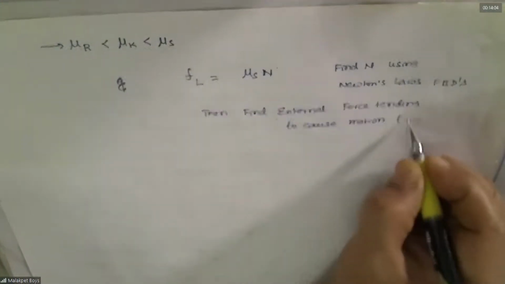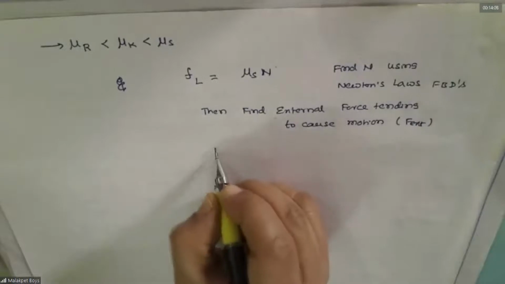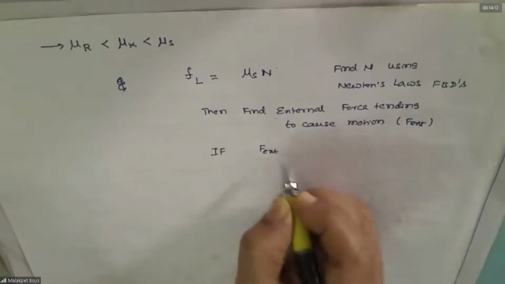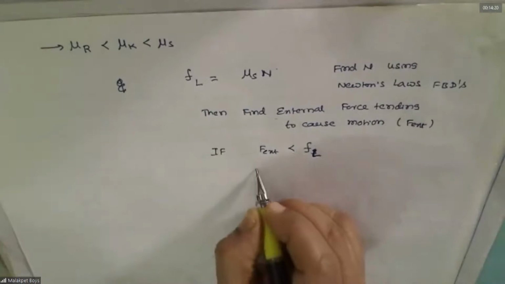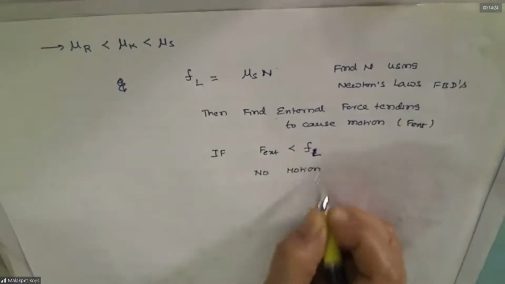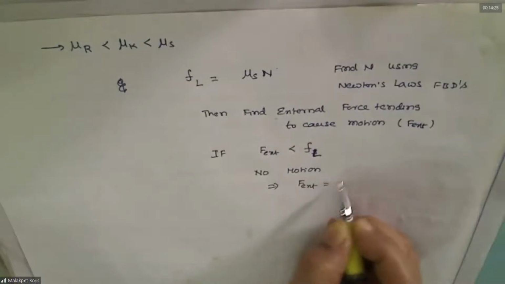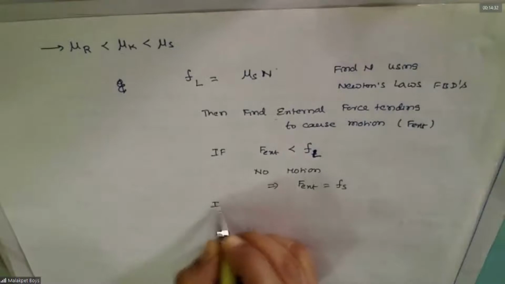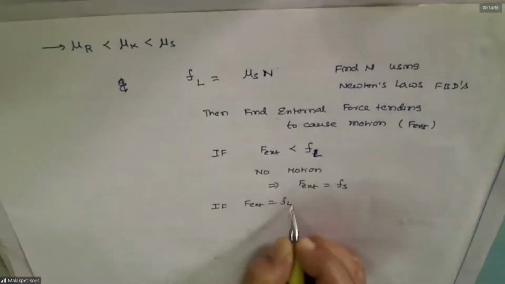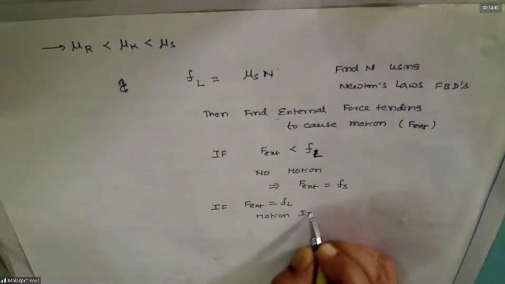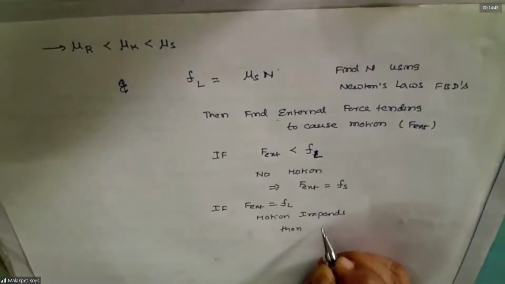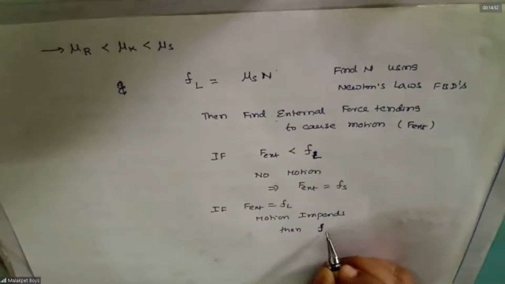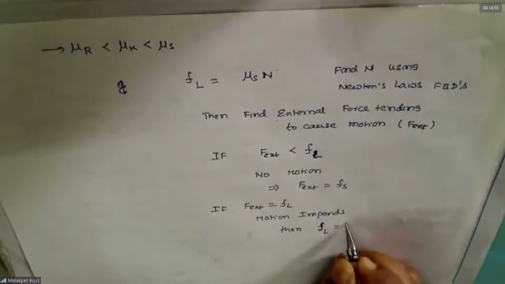Okay, let it be F external. Then if the external force is less than the force of limiting friction, then what will happen? No motion. Do you agree with this? This implies that the external force equals the force of static friction. Okay, if the external force equals F_L, motion impends. You have to check all this for every problem, because we should know what friction is involved. Then what is the friction involved? Static friction. Clear or not? Yes, sir.